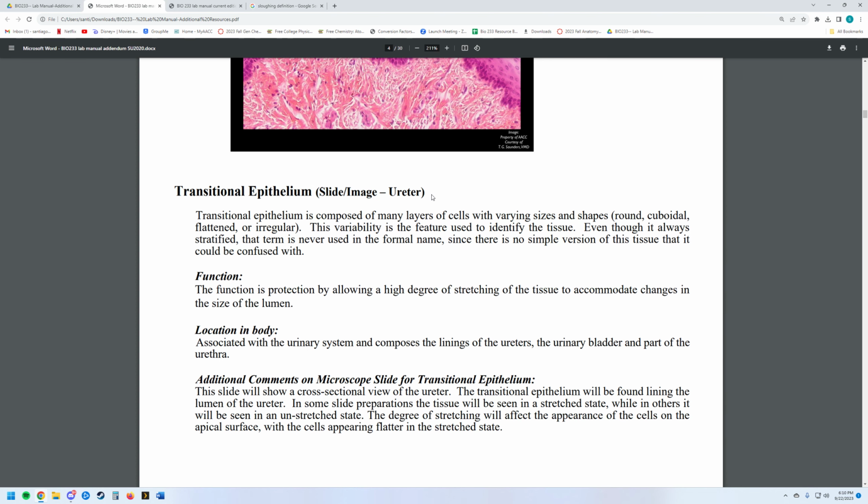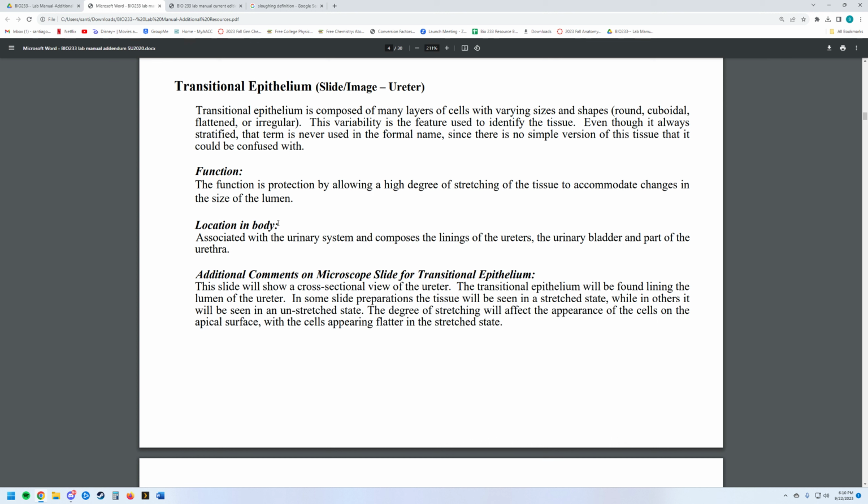Transitional, so these are the in-betweens, go back and forth. Many layers with varying sizes and shapes: round, cuboidal, flat, or irregular. This variability is used to identify the tissue, even though it is always stratified. The term is never used in the formal name, since there is no simple version of the cell that it could be confused with. Its function is protection by allowing a high degree of stretching to accommodate changes in the size of the lumen. So yeah, any organ that stretches.